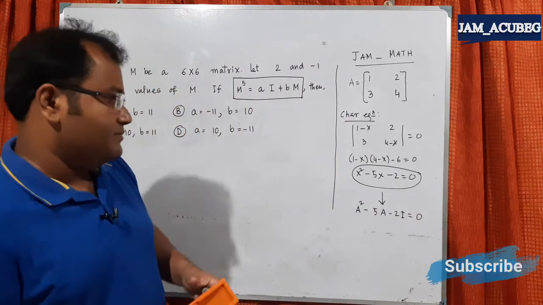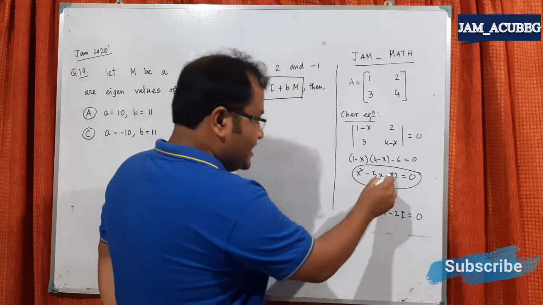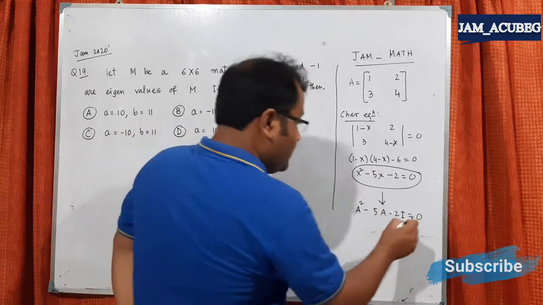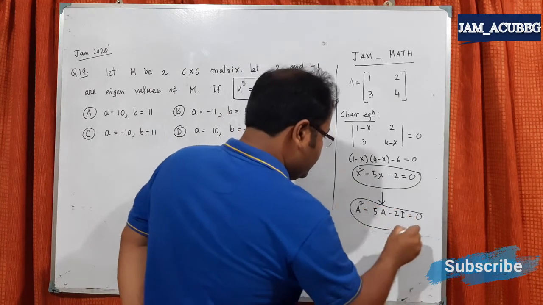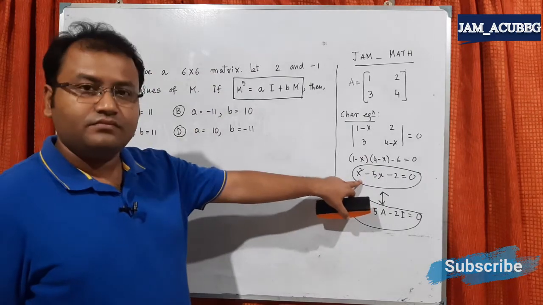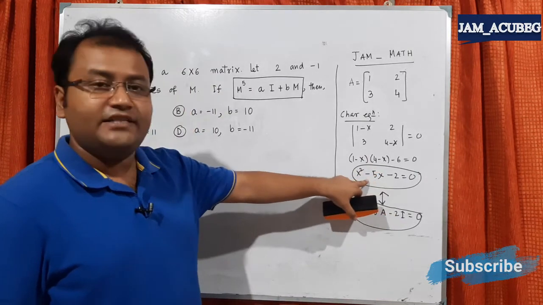So what is the meaning? The meaning is that if the x expression is given, you can convert that to A, the matrix. And if the matrix expression is given, you can convert it back to x. The eigenvalues will be the roots of the expression in x.